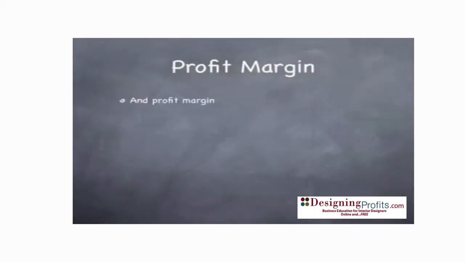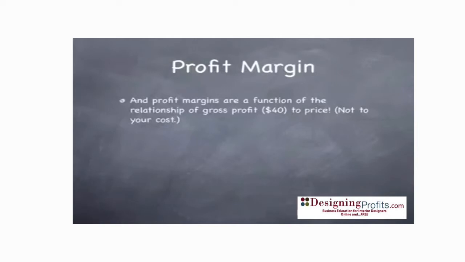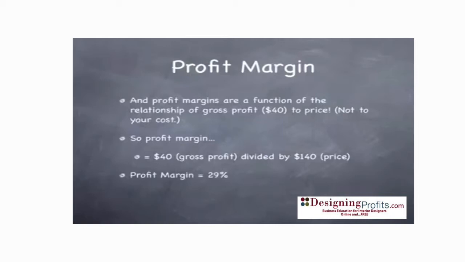And profit margins are a function of the relationship of that gross profit, the $40, to price, not to your cost. So profit margin is $40, the gross profit, divided by $140, your price. In this case, the profit margin equals 29%. Warning, a 40% markup equals a 29% profit margin.